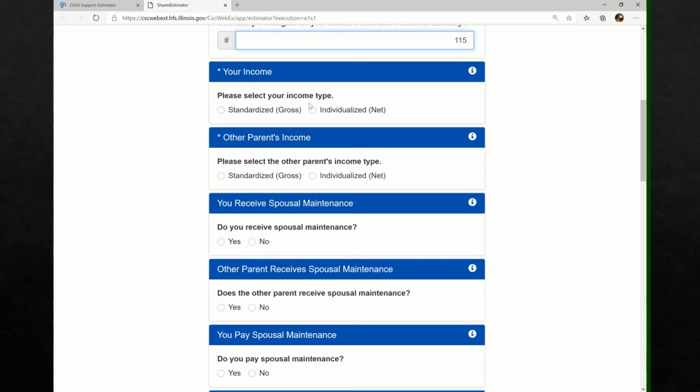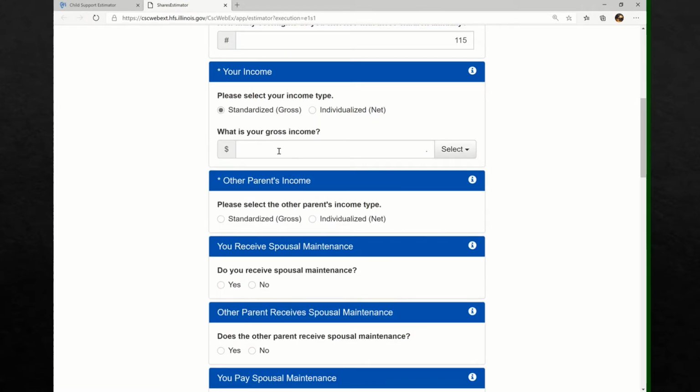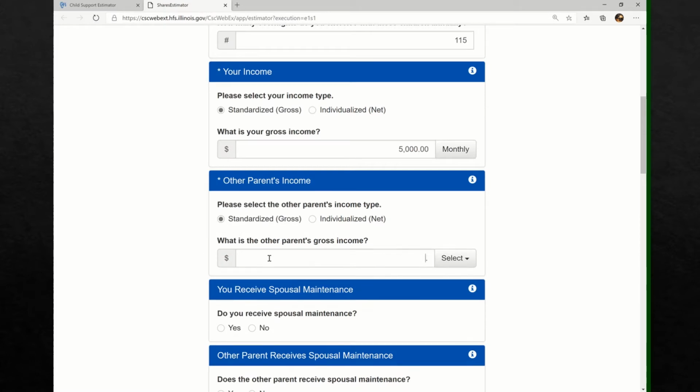Please select your income type. You have two choices. You can just enter your gross income, and this calculator will calculate some basic deductions and calculate the net income from those numbers for you, or you can enter the individual income as net. So let's just assume that it's gross income for now, and let's assume you earn $5,000 a month. Please select the other parent's income type. Let's say for the other parent, you want to enter their gross income as well. So let's say they earn $4,000 a month.